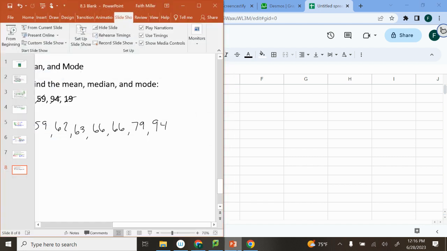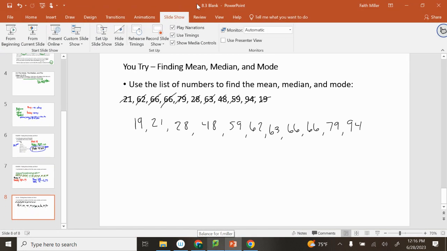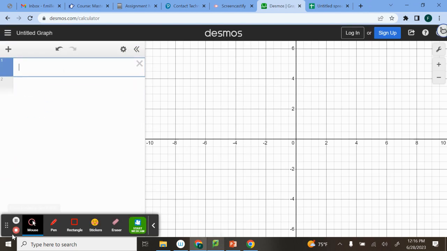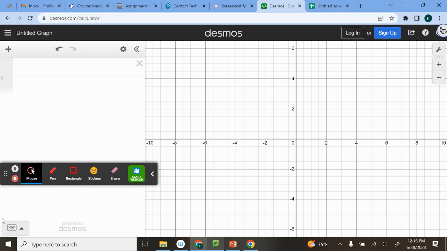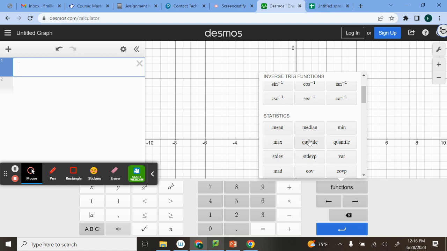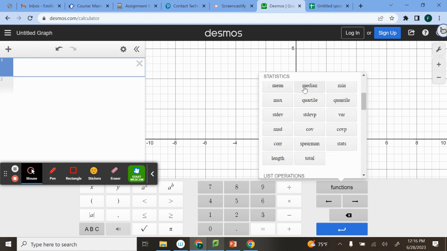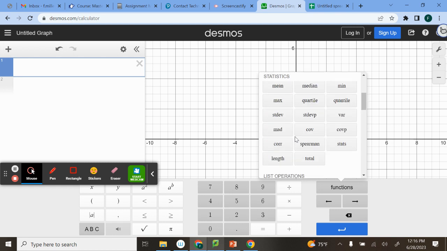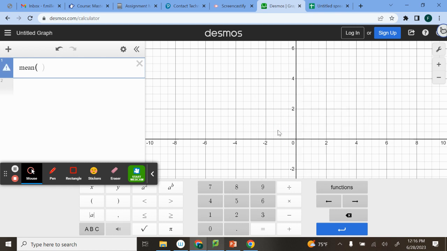So anyways, you also have these computer shortcuts that can help you. Desmos also has a feature where you can find the average of a data set. If you go to the keypad on Desmos and then functions, you can do mean, median. I don't think it does mode, because you can kind of see it, but you can do mean and then you just type your data in with commas in between and it'll find the mean for you. So Desmos can also do this shortcut.